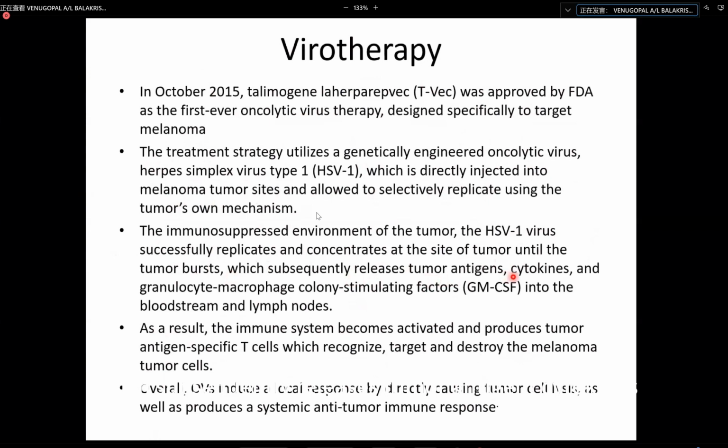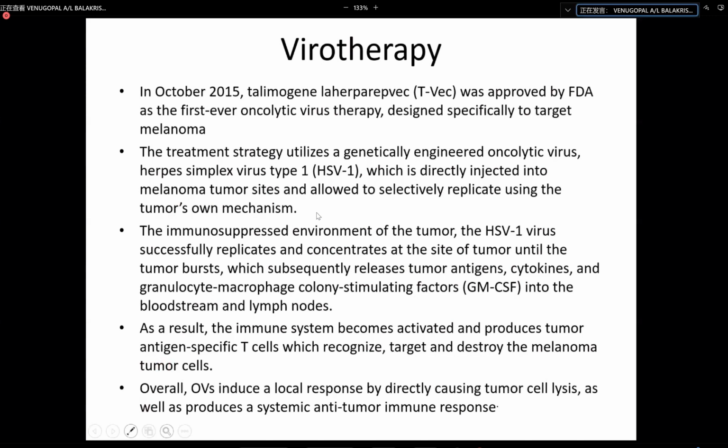which subsequently releases tumor antigens, cytokines, and granulocyte-macrophage colony stimulating factor into the bloodstream and the lymph nodes. When this happens, the cell will start to initiate the self-defense mechanism. So the immunogenicity of the cells would increase, and these cells will be identified and engulfed. As a result, the immune system becomes activated and produces tumor antigen-specific T cells, which recognize and destroy the melanoma tumor cells.